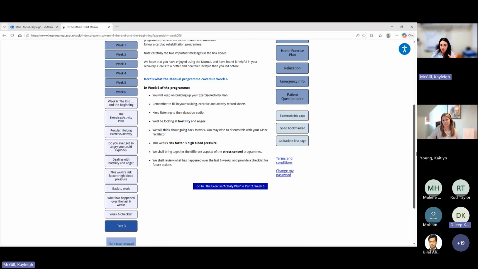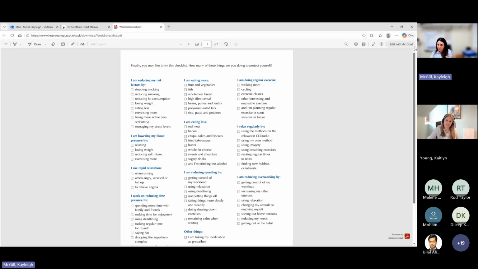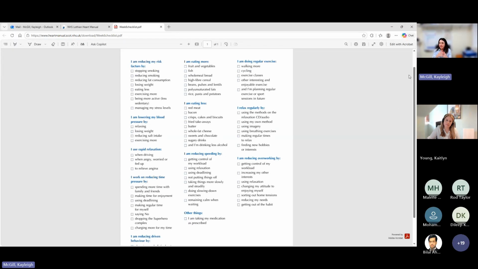There's also a focus on the risk factor of high blood pressure, dealing with hostility and anger. And I also just want to draw your attention to the week 6 checklist as well. Now, this is quite a nice resource at the end of the programme for patients to tick off everything they've learned, all the behaviours they've engaged with, to really see how much they've progressed.